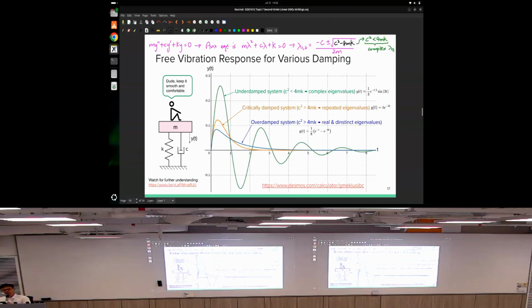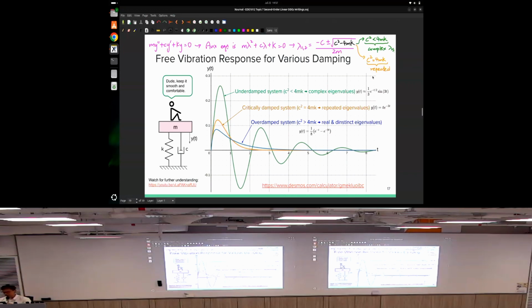This c square minus 4mk, if c square is less than 4mk, then this is a negative term. Negative means you get complex eigenvalues. Okay? Then what happens if you get c square equals 4mk? Then this expression is going to be 0. Correct or not? So what's the root? The repeated root is minus c over 2m.